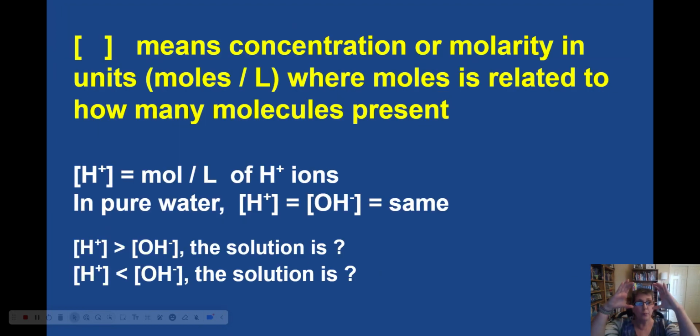Again, those brackets mean concentration of. It's called molarity. We'll learn about that later. The unit is moles per liter. Moles is related to how many molecules there are. So a bigger number means more concentrated. So again, the concentration of H plus is the moles per liter of H plus ions. And if we're in pure water, H plus and OH minus are the same. They are equal because we're neutral.